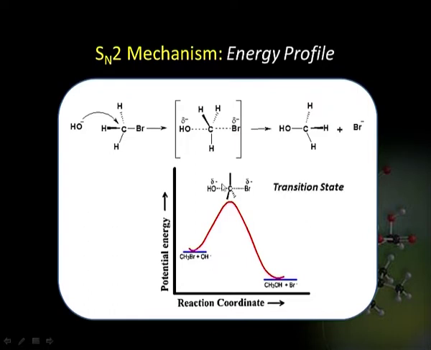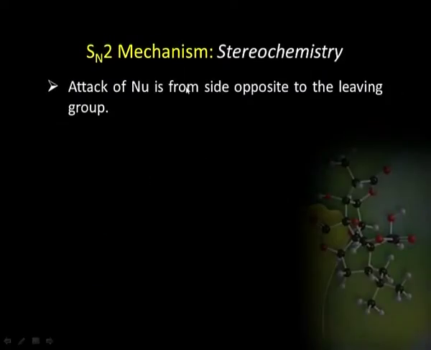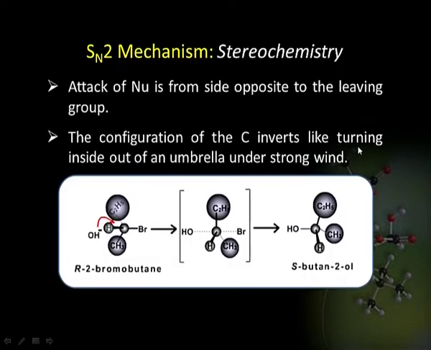So, you can see that this is the transition state. As far as the stereochemistry of SN2 mechanism is concerned, the attack of the nucleophile is from the side opposite to that of the leaving group. Therefore, the configuration of carbon inverts, like turning inside out of an umbrella under a strong wind. As you can see, when the nucleophile approaches the carbon, just the inversion of the configuration takes place.